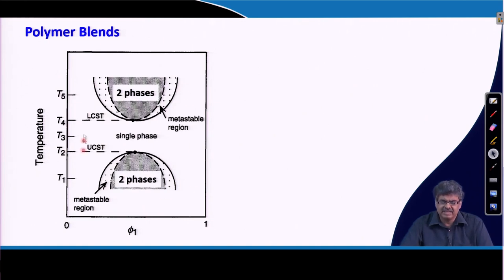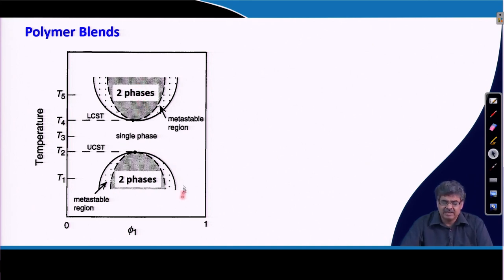And this is a possible phase diagram. Not necessarily each polymer pair will have all this LCST and different regions. This is the total possible scenario captured in this phase diagram, and this value corresponds to the lower critical solution temperature, which means below this temperature the polymers become miscible, and above this temperature, depending upon the composition, it can remain either in miscible or in immiscible phase. And within this immiscible phase, we can have a metastable region and a completely phase separated region.